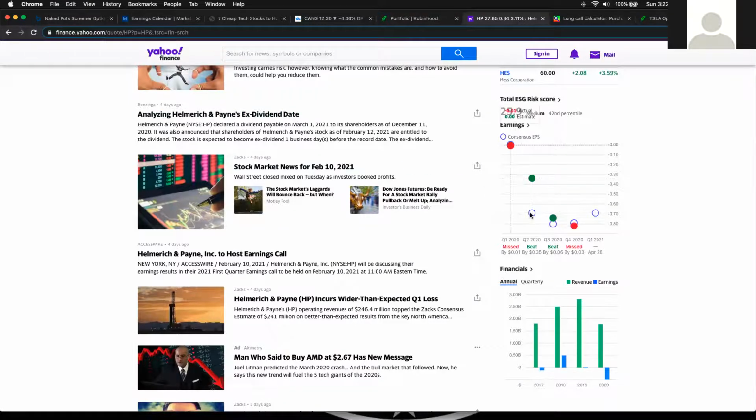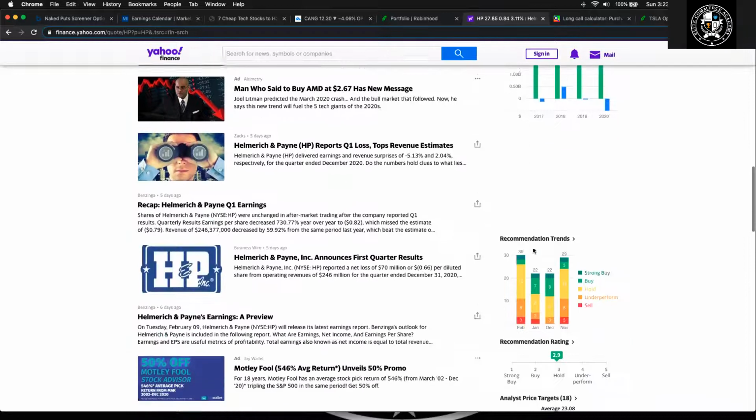These empty circles are the estimates, what the analysts believe the earnings per share was going to be. When the earnings call comes, the full circles are the actual results. The last one, they missed the earnings. The analysts thought it was going to be higher than it actually turned out to be. That could be a bad thing, but they already estimated that next time it's going to be higher than the last time. So we'll see what happens with that.